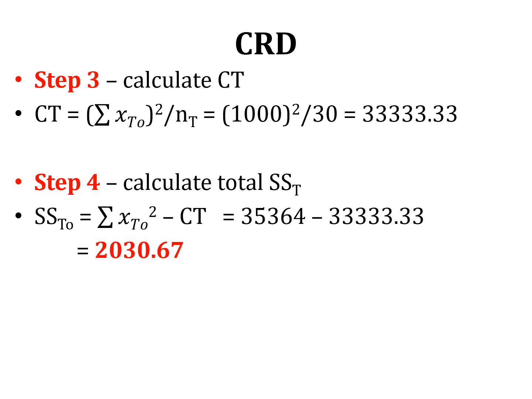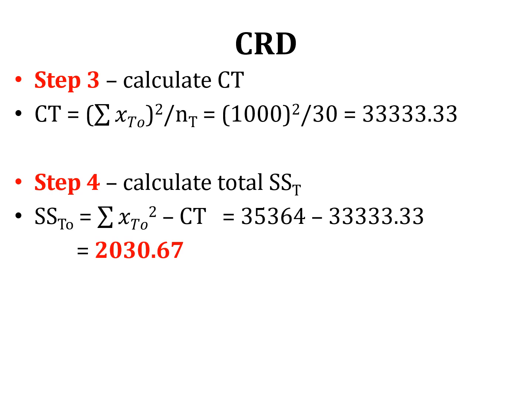So our step number 3 of ANOVA is to calculate the correction term, or CT, which is calculated by dividing the square of the sum of observations by the number of observations. The sum of observations is 1000, and it is divided by the number of observations, which is 30, and the answer is 33,333.33.